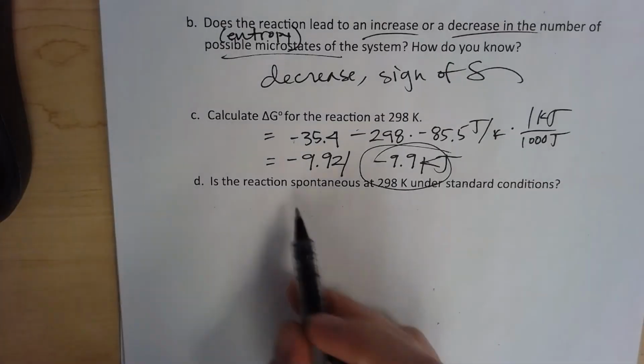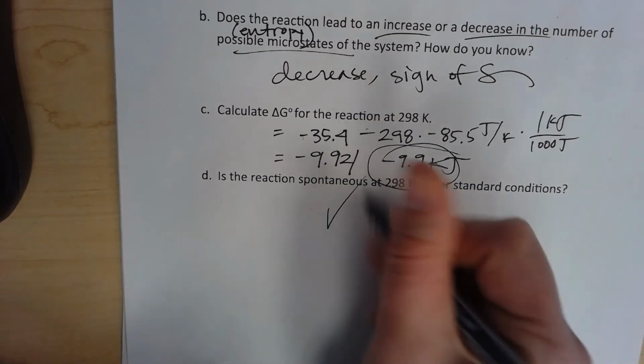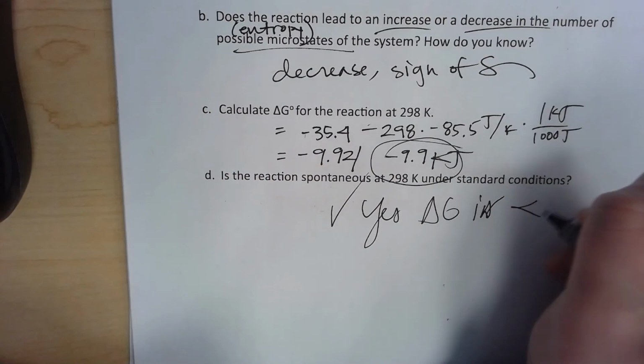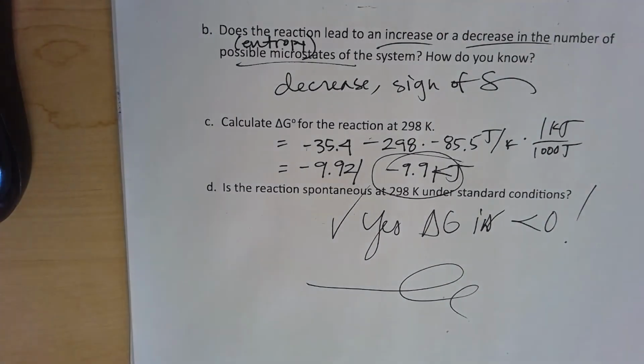Okay, so your reaction is spontaneous at 298 K under standard conditions. Yes, delta G is less than 0. Not factorial. I'm just excited.